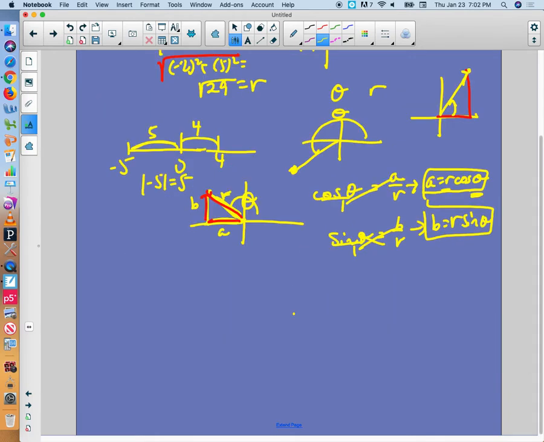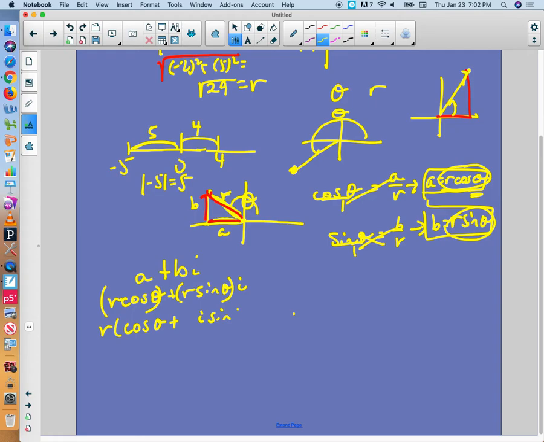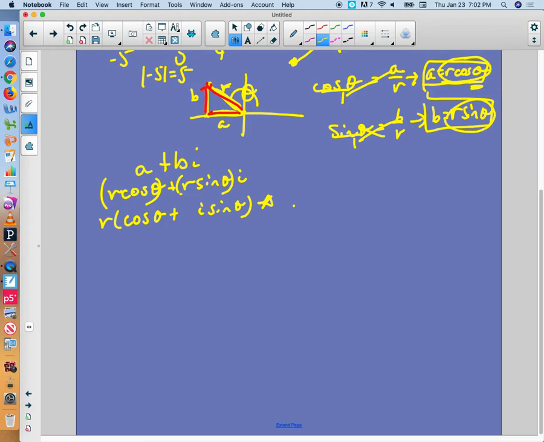So if I fill in these facts, a plus bi, the trigonometric form of a complex number, is: a is r cosine theta, and b is r sine theta times i. I don't really need to put those in parentheses, but all right, then we factor out the r. And so we have r times cosine theta plus i sine theta. It's better to put the i in front of the sine theta so you can really see where it is. And this is the main thing you're going to need to know for homework.